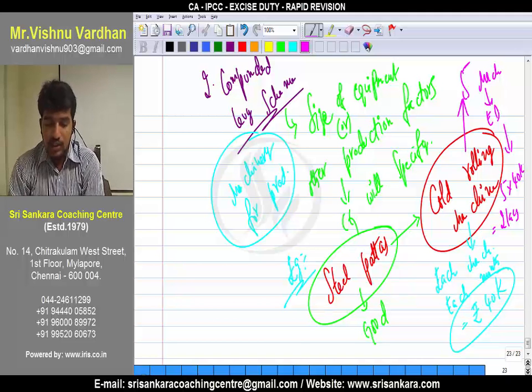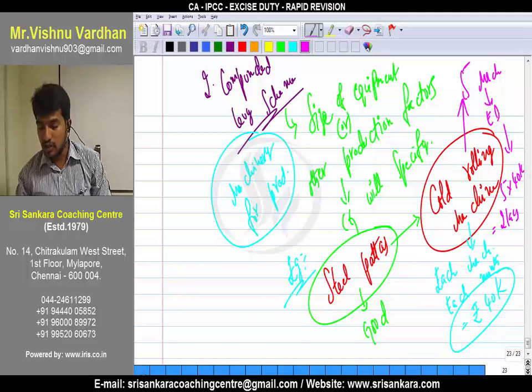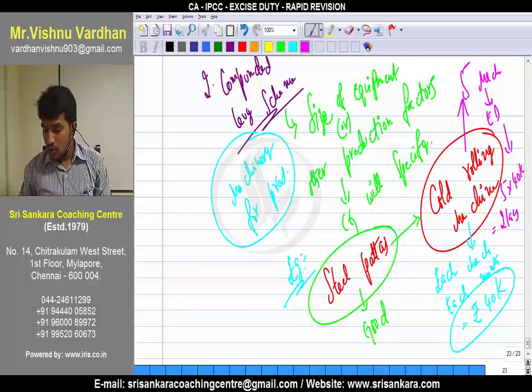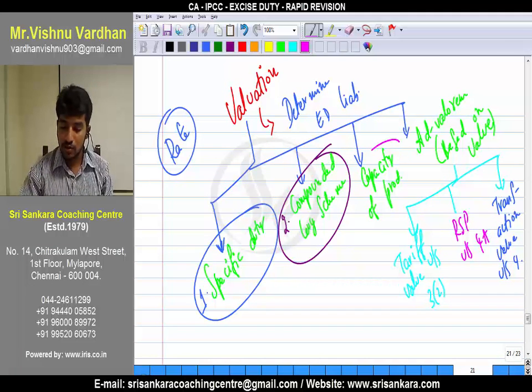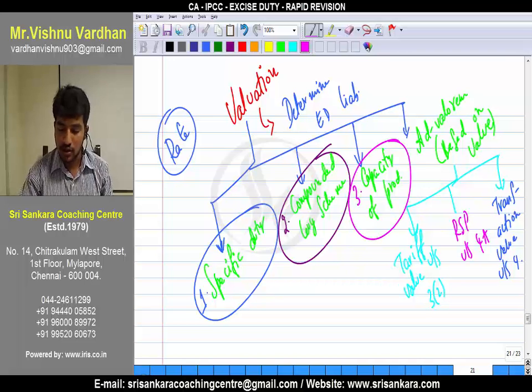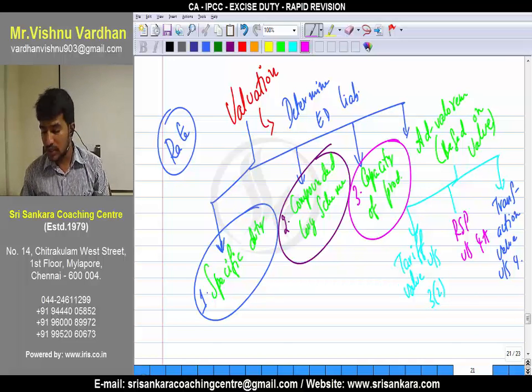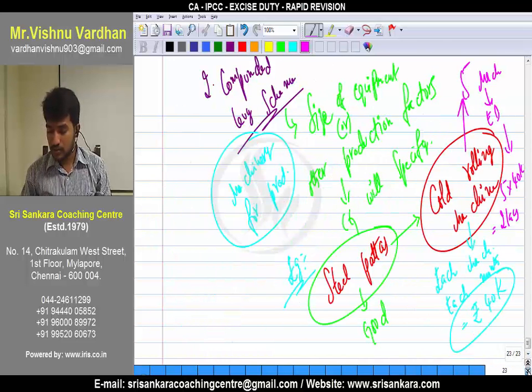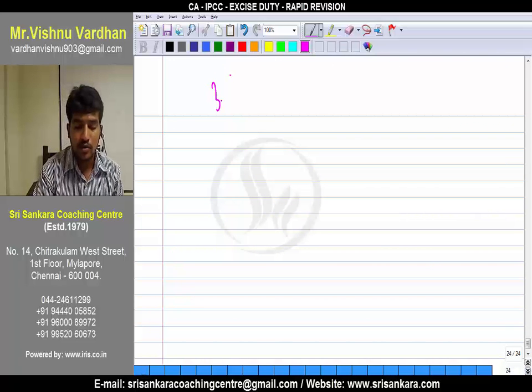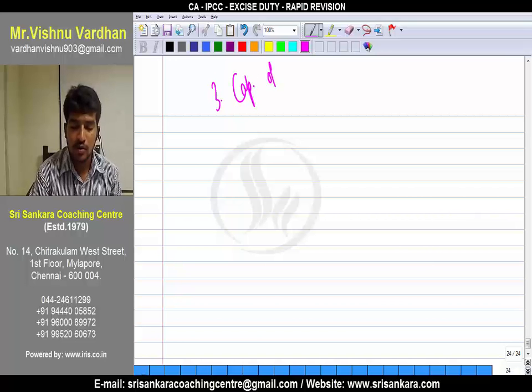Clear? So this is nothing but compounded levy scheme. Understood? So next one is capacity of production. Based on capacity of production, what we will do? We will determine the excise duty liability.